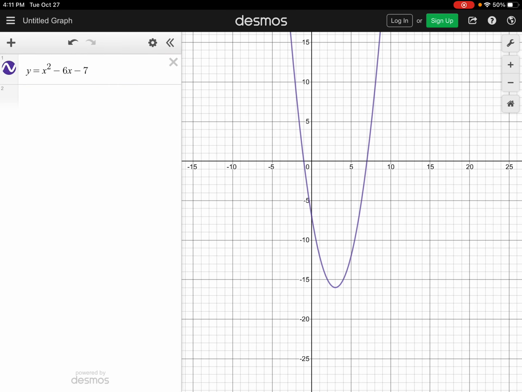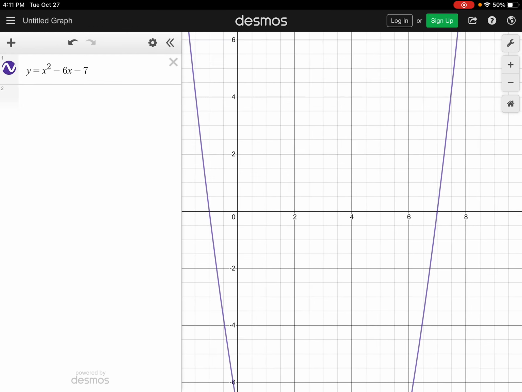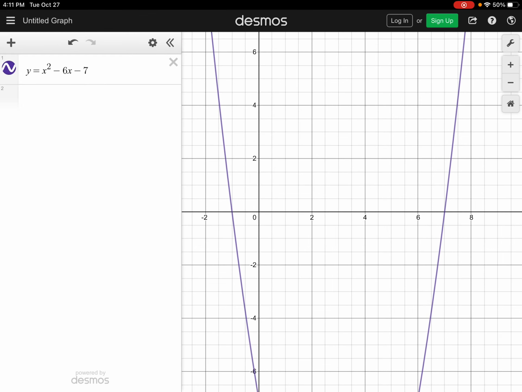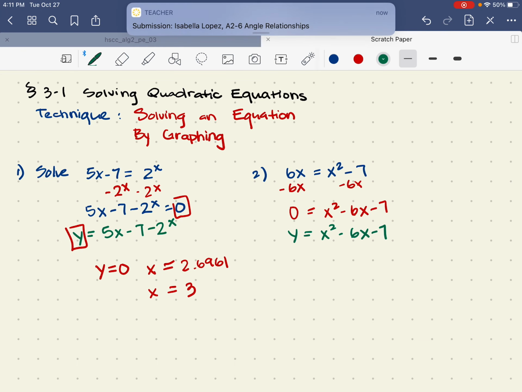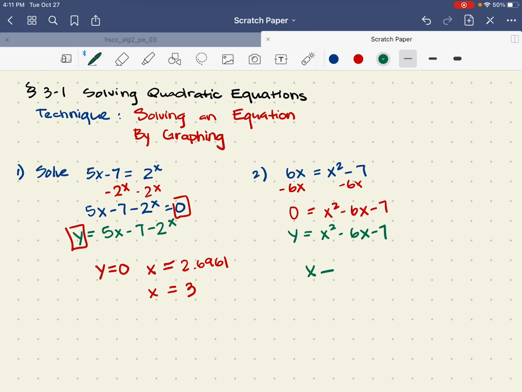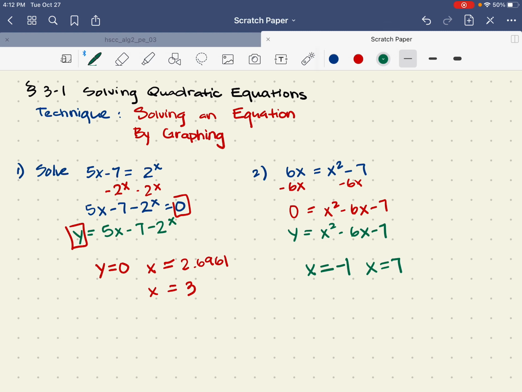Now look at that. That looks like a symmetrical parabola for us. And now we need to find the x-intercepts because we are trying to find where y is 0. Well, y is 0 there, so negative 1 comma 0, where y is 0. And the second one is there, 7 comma 0, where y is 0. So our x's are negative 1 and 7. We have two solutions. Our two solutions are x equals negative 1, and x equals 7. Just like that, we have our solutions.